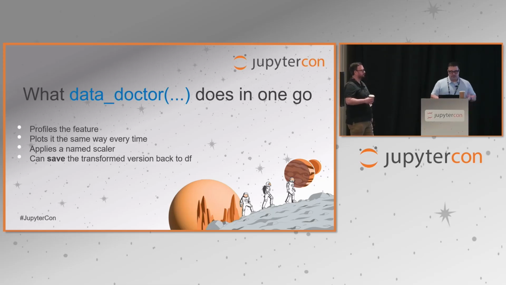Number two, it plots the same way every time. So as you'll see right now, Data Doctor produces the same plot every time. It's a KDE, a histogram, and a box violin plot, and it's in a consistent layout. And some of the magic that starts to happen in Data Doctor is that we're able to tell it to scale the data. We can tell it to transform the data to one of several scalar options, such as log, min max, standardized, robust, and several others. And finally, it writes back to the data frame so that we have the original raw feature and also the transformed versions of that same feature.